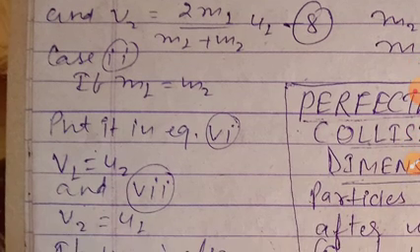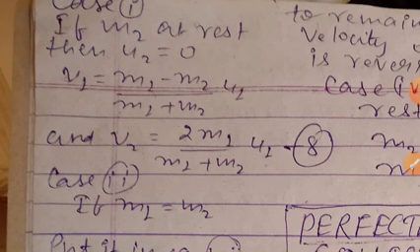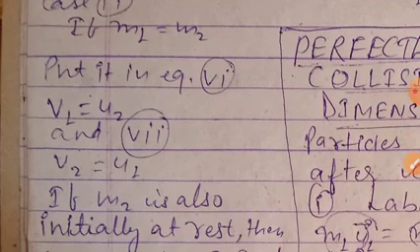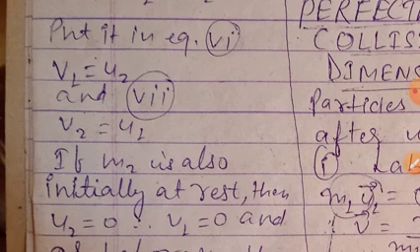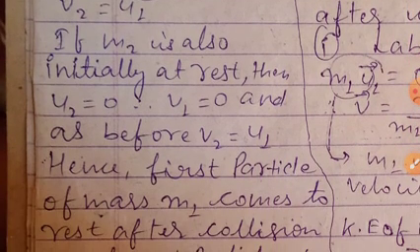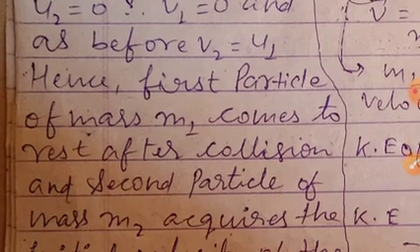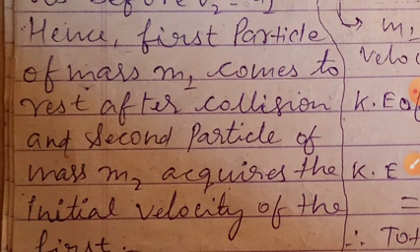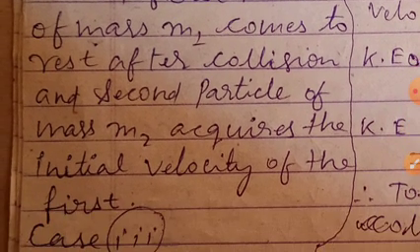Now case second: if m1 is equal to m2. Here in case 1, m2 was at rest and u2 was 0. Now in case second, m1 is equal to m2. Then what will happen? Put it in equation 6. Now v1 is equal to u2, and from the seventh equation, v2 is equal to u1. If m2 is also initially at rest, then u2 is equal to 0, so v1 is equal to 0 and, as before, v2 is equal to u1. Hence the first particle of mass m1 comes to rest after collision and the second particle of mass m2 acquires the initial velocity of the first.